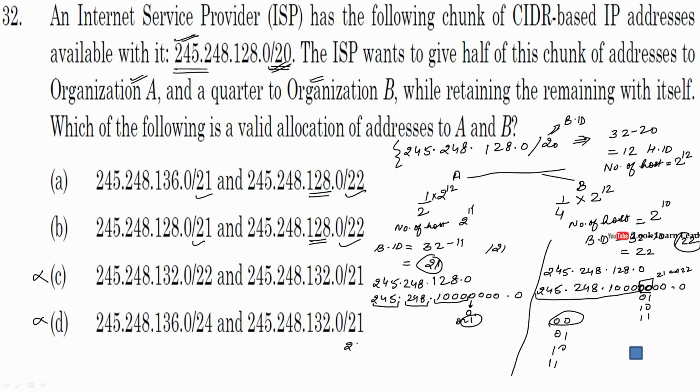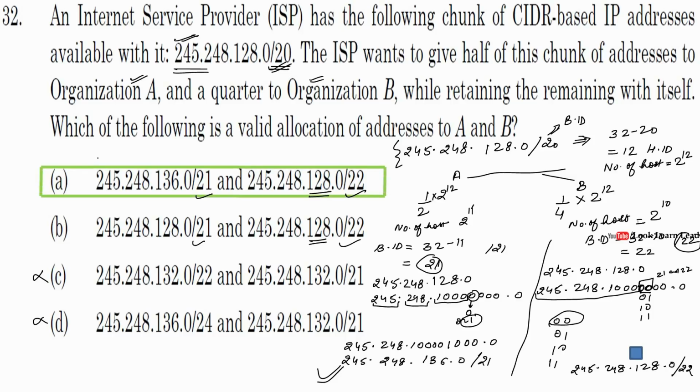So our final answer for A is 245.248.1, then the 20 bits are over, and this 0 would be 1. It is 1, 1, 2, 3.0. When we change it to decimal notation, it is 245.248.136.0/21, and for B this would be 245.248.128.0/22. So this is our answer, that is option A.